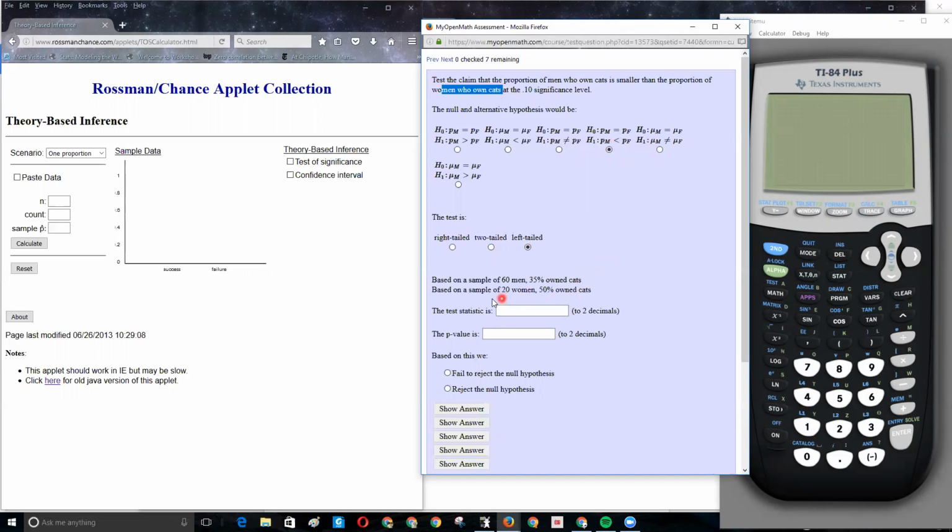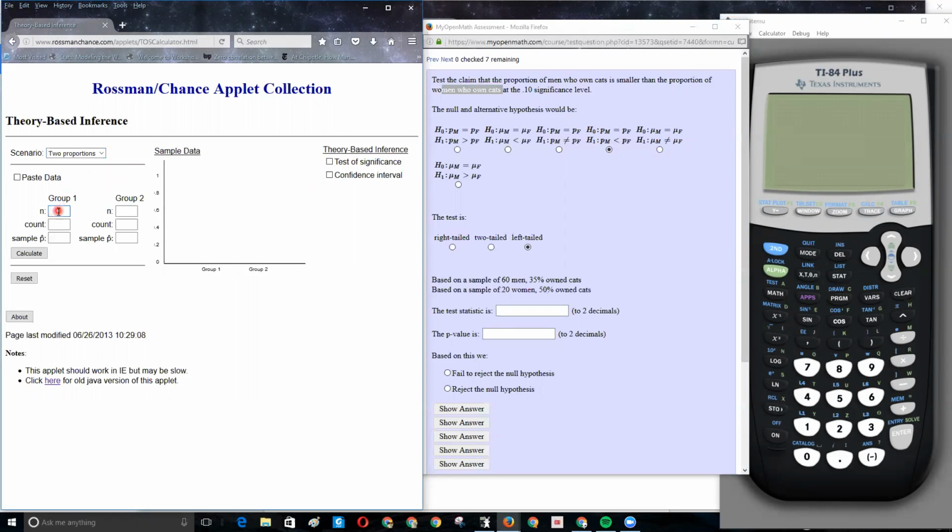And then we're going to run the test statistic. So if I go to Rossman Chance, I've got to select two proportions. I've got, let's see, 60 men total. And then I've got to find what 35% of 60 is. So I'm going to grab a calculator off screen here, 0.35 times 60, and I got a nice whole number of 21. If you're doing this and you don't get a whole number, you have to do some rounding. And usually you follow rounding rules, and usually it's close enough.